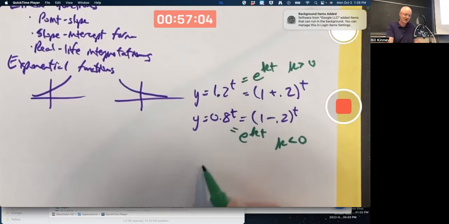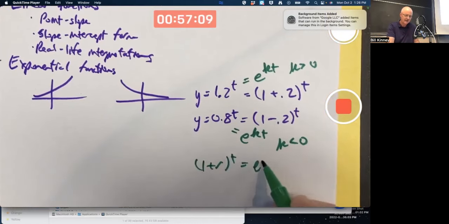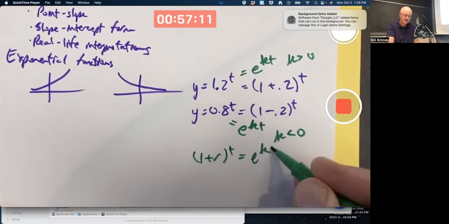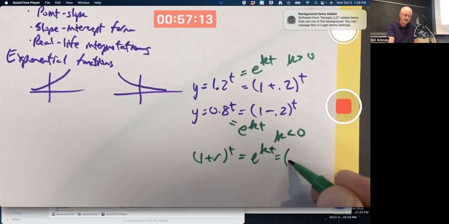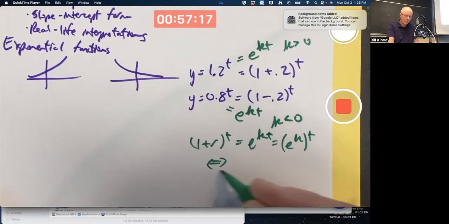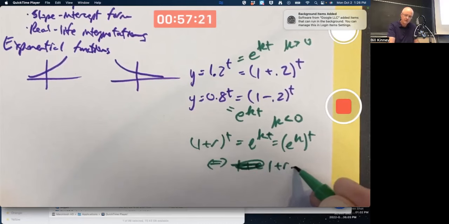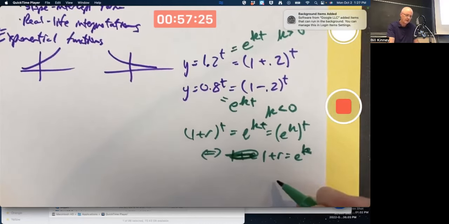Essentially, if you've got (1 plus r) to the t power equaling e to the kt, which is e to the k to the t, that is equivalent to saying 1 plus r equals e to the k, which is equivalent to saying k is the natural log of 1 plus r.